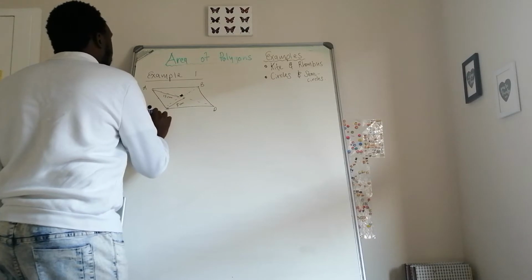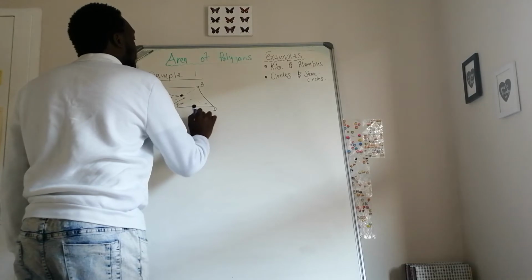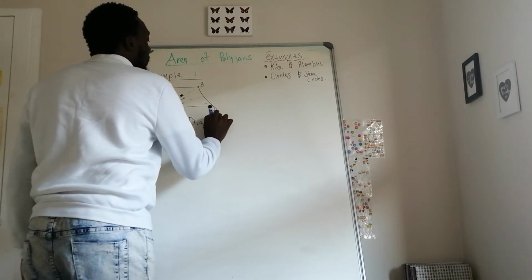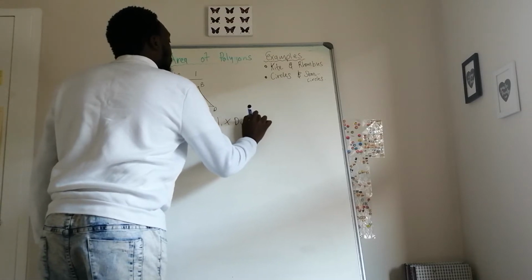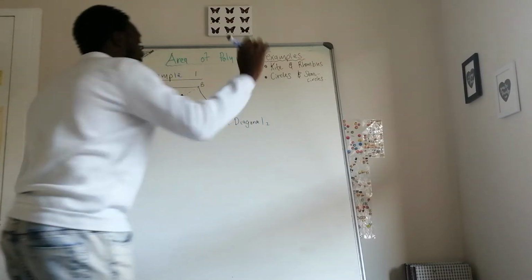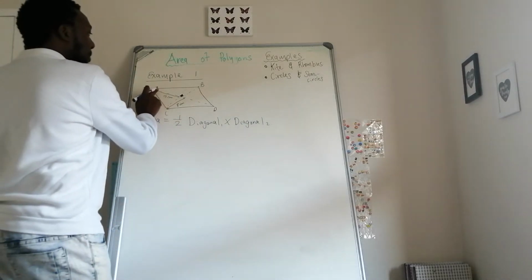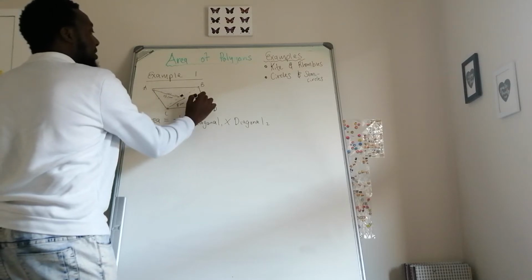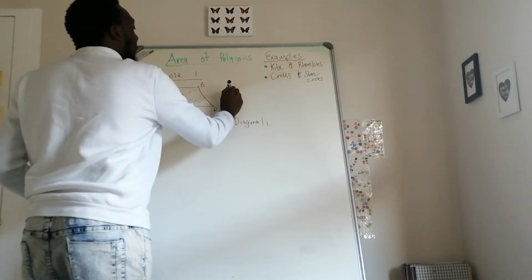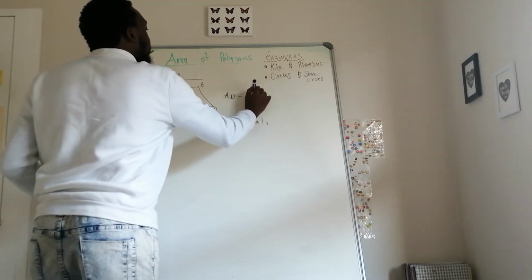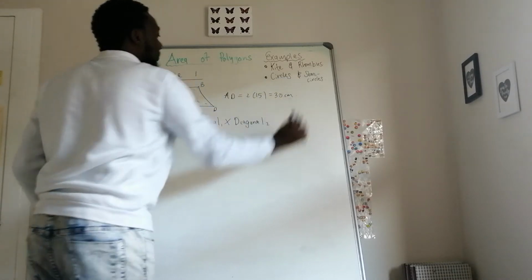So area of a rhombus, remember, it's a half diagonal 1 multiplied by diagonal 2. Right? You can just write them as D1, D2. So remember, this distance is the same as that distance. So diagonal AD is equal to twice of 15, which is 30 centimeters.